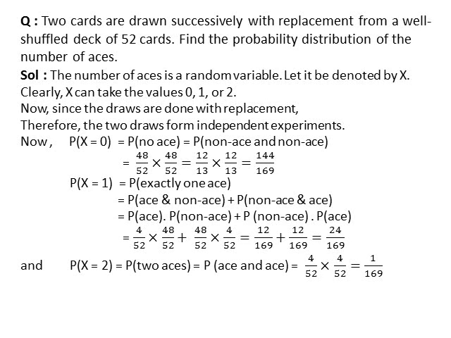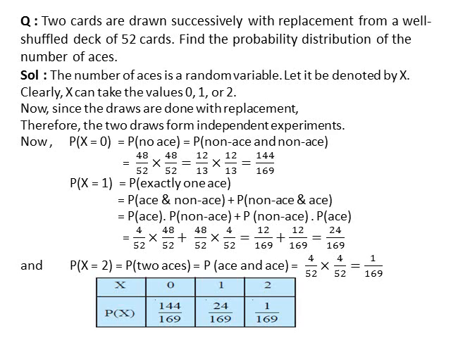Now, P(x = 2) equals the probability of 2 aces. This equals the probability of an ace card in the first draw multiplied by the probability of an ace card in the second draw, when the first card is replaced before the second draw. This equals 4/52 multiplied by 4/52, which equals 1/169. Now we write the required probability distribution in tabular form as shown.